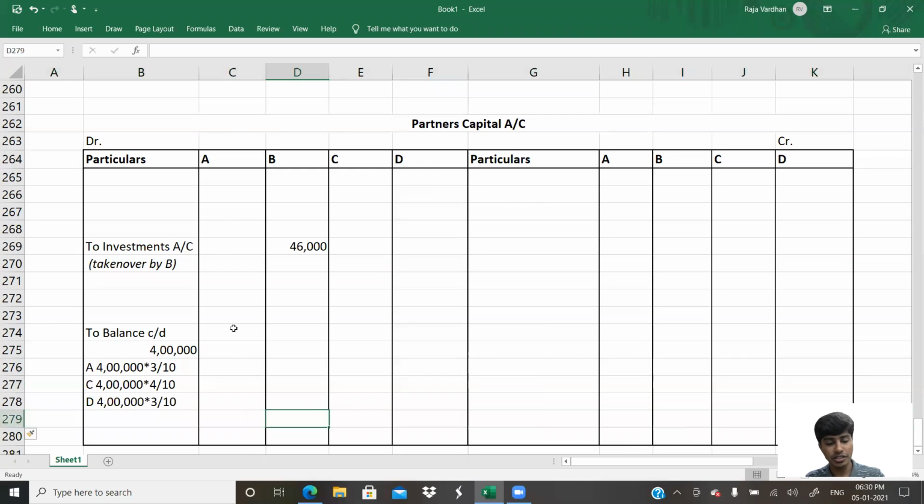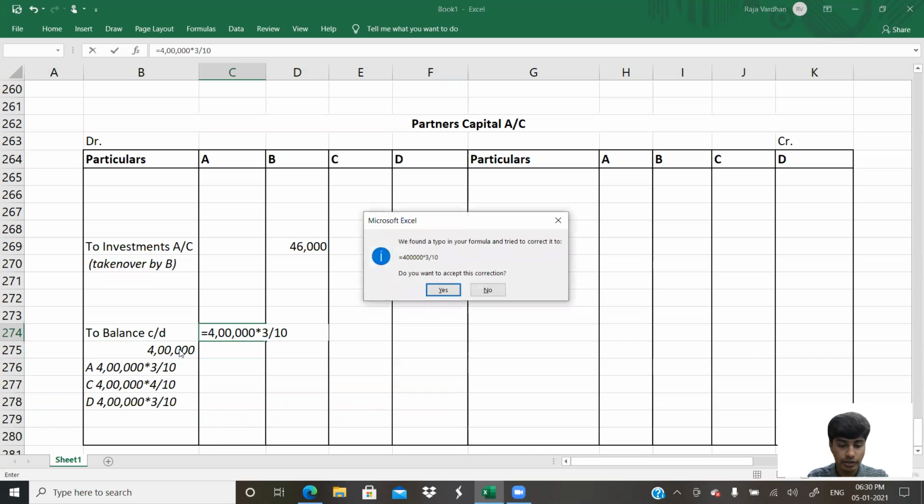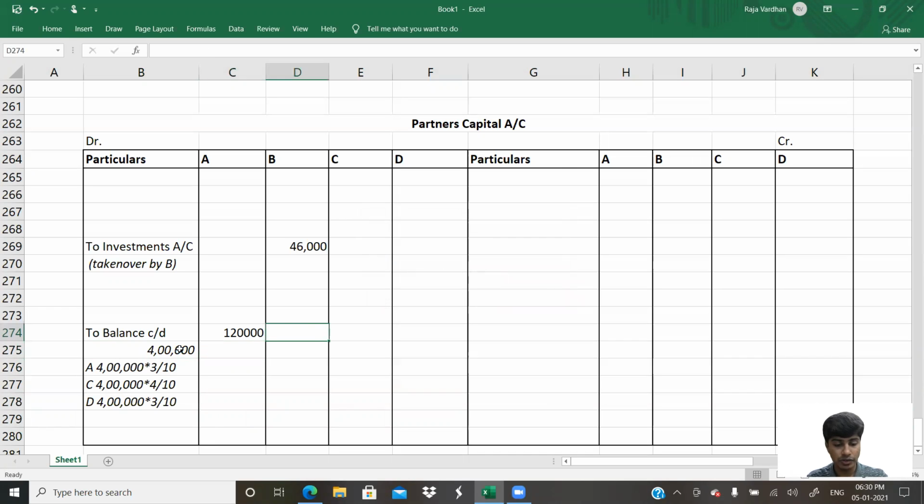I hope that isn't a problem. You can easily get this. Do you people get this? Okay. How much is it? Come on, let me do it. 4 lakh multiplied by 3 divided by 10. 1,20,000. Same it will be for D.